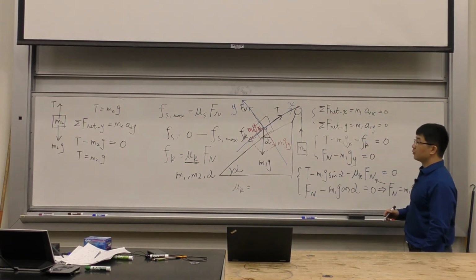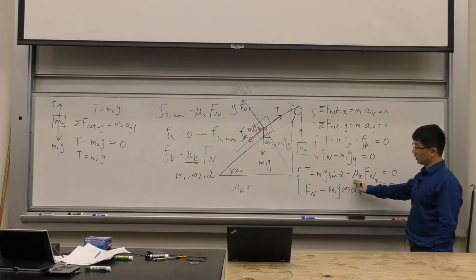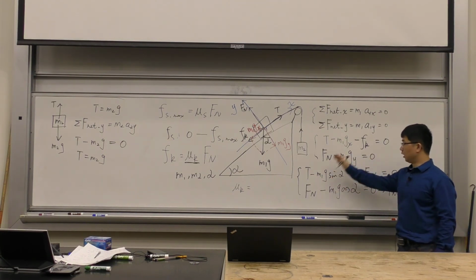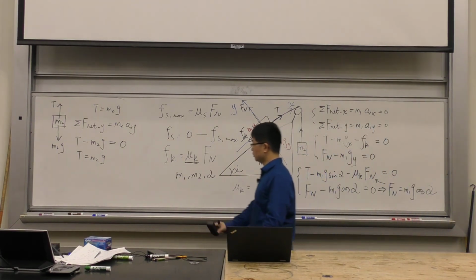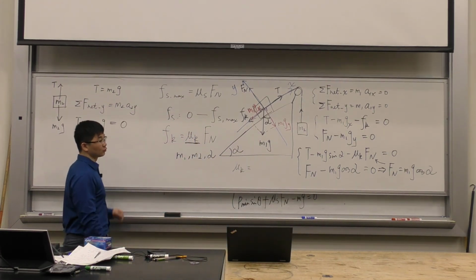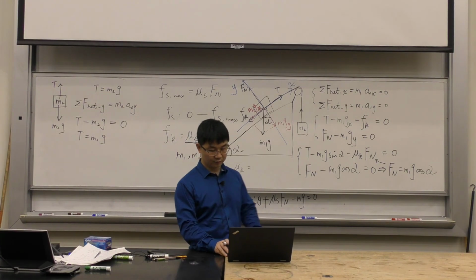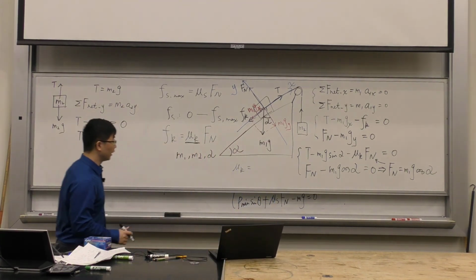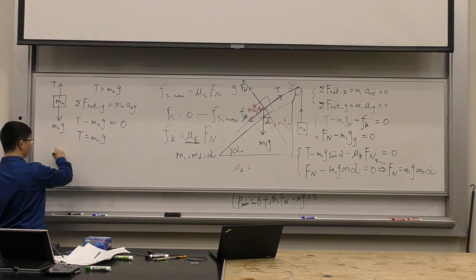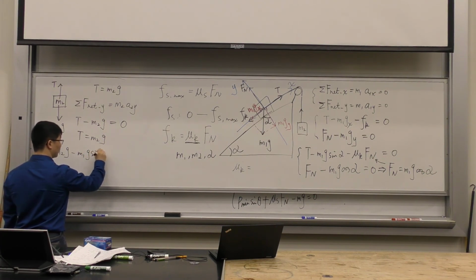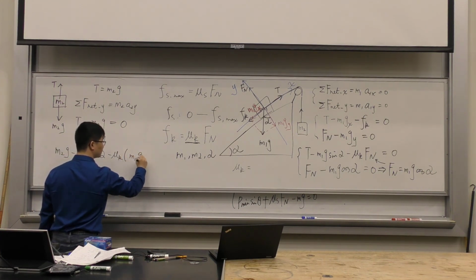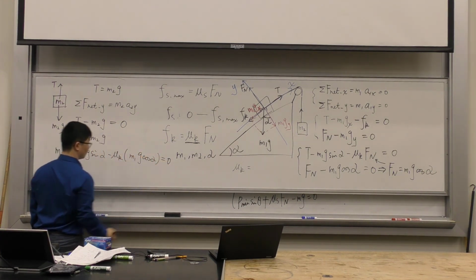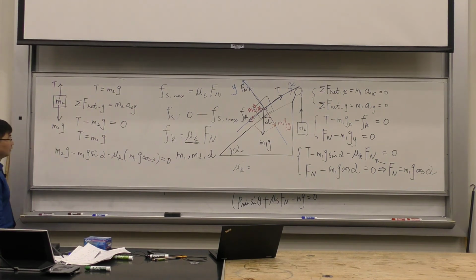Now I can put everything together in this equation, and then you can rearrange this equation to find this mu k. So I want you to finish the rest of this algebra and find the expression for mu k for me. All right, so what do you get? If I put everything into that equation, I would get m2g, that's the tension, minus m1g sine alpha minus mu k times what I found for Fn. So this is the equation I got, and then I'm going to rearrange it.